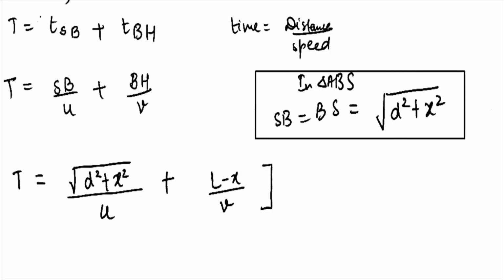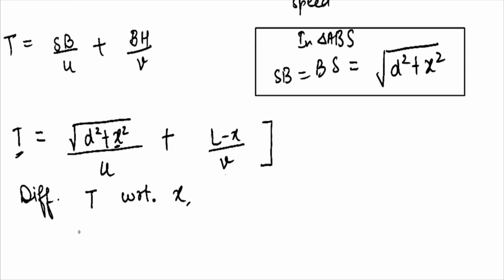Now we need to confirm whether this time is minimum or not. So we will differentiate the time function, which depends on the variable x, because all the other variables u, d and v are constants. So the only variable the time depends on is x. So we will differentiate the function t with respect to x.